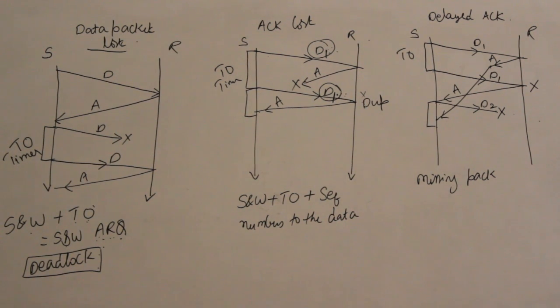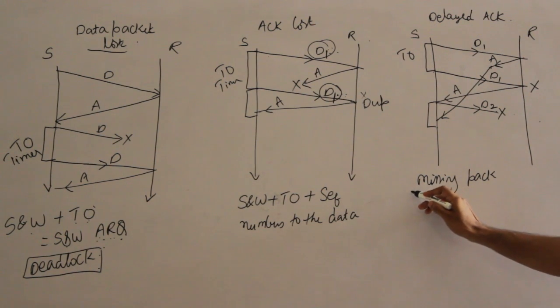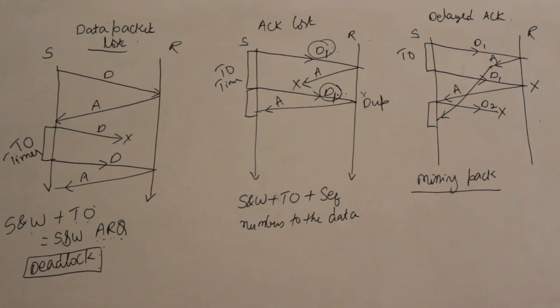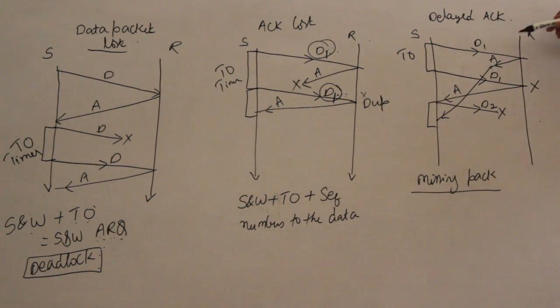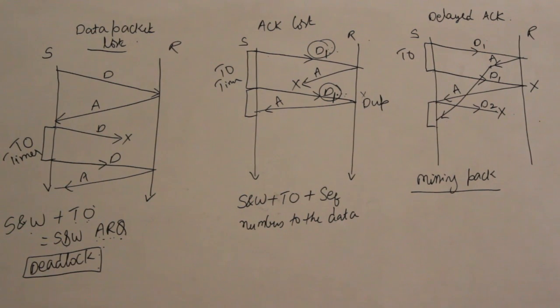Then how could we make sure that this problem will be solved? We could solve this problem if we have numbers on the acknowledgements too. So along with the data packet numbers, if we also have acknowledgement numbers on the acknowledgements, then it is going to solve the problem. How is that? See this.